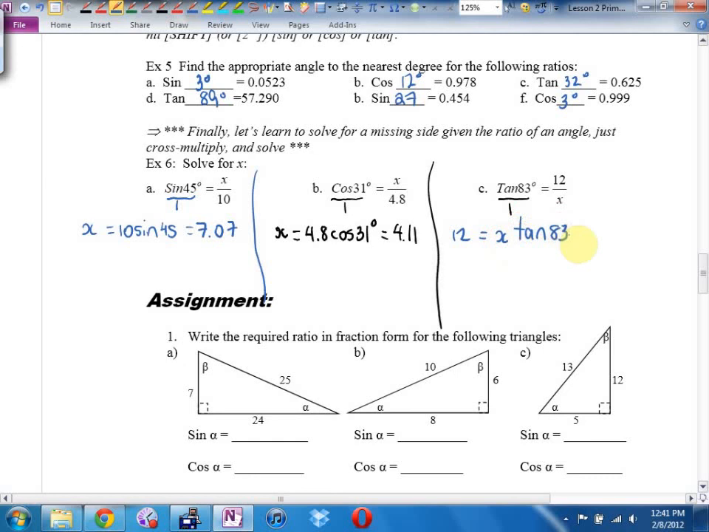And then Alexis, I ask myself, is the x by itself already? Say no. What else is over there? How would I move it over? What's happening between the x and the tan mathematically right there? So how will I move it over? x is going to be 12 divided by tan 83. You got to do one extra step.